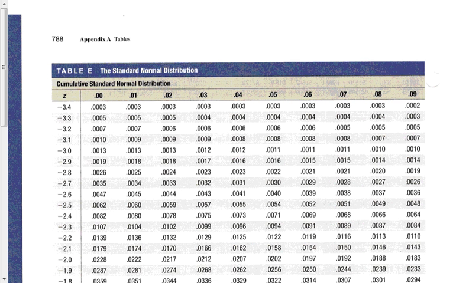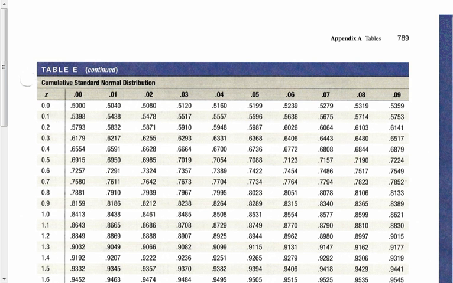Welcome to another video here from Chapter 6 dealing with the normal distribution. We're going to be looking at using the table that you'll find in your textbook. It's Table E, and it is located on page 788 in your textbook. It's the standard normal distribution. Notice here on page 788, you're looking at negative z-scores. If you look at page 789, you'll be looking at positive z-scores.